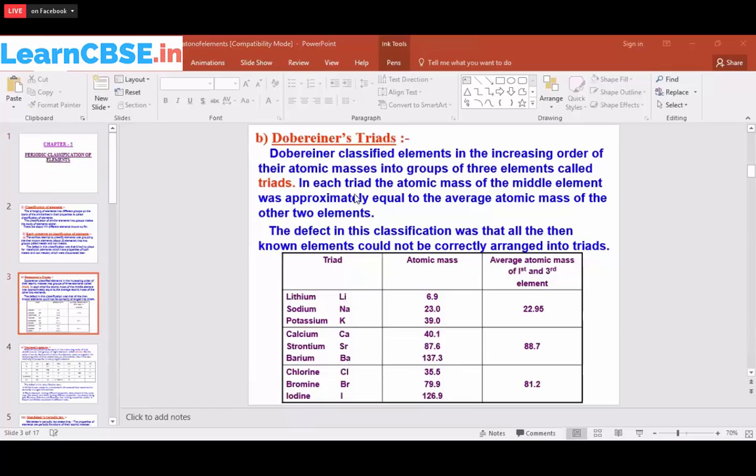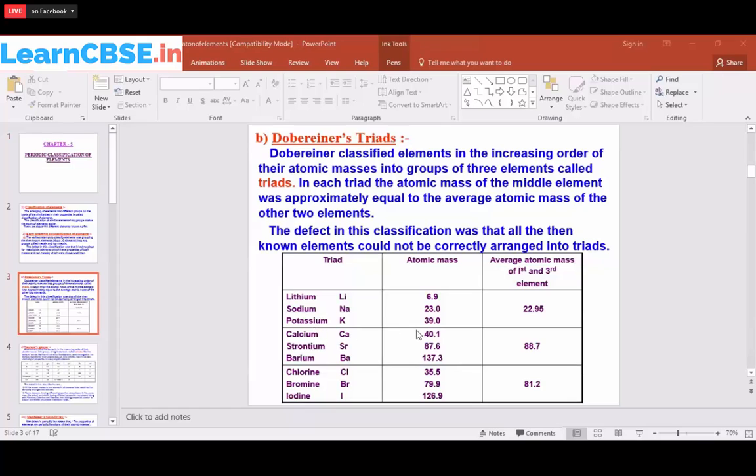They classified them into groups of three elements: lithium, sodium, potassium. Here, lithium is 6.9 and potassium is 39. They took the average, and once they made the average, they got 23. So they thought that sodium would be present in between.